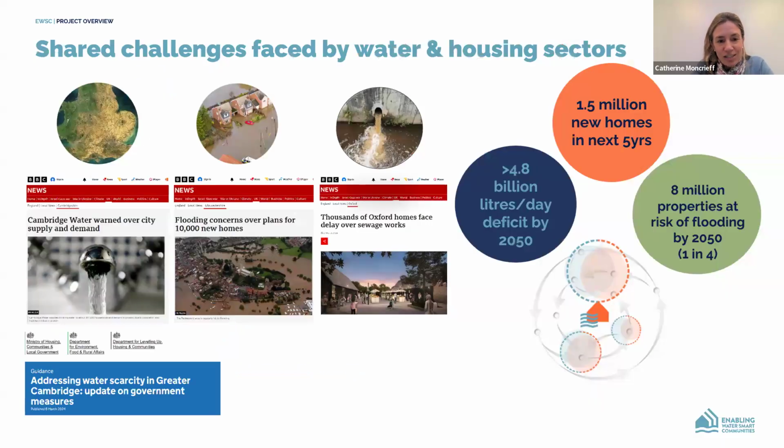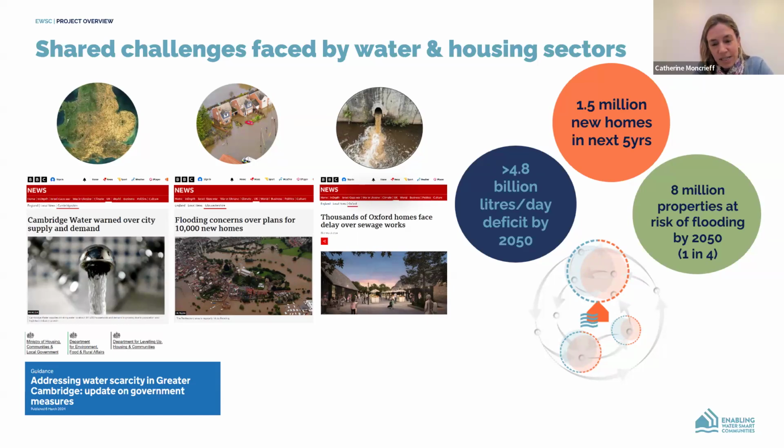So why do we need this project? I'm sure many of you will be familiar with some of these news items on the slide here. Essentially, we're trying to tackle these kinds of issues that are shared between the water and housing sector. These issues include water scarcity. We're facing a 4.8 billion litre per day deficit in water by 2050 if we don't take any action on that. But also as climate change bites, the risk of flooding is rising as well. And in other areas, we're seeing that a lack of sewage capacity is also thwarting house building.